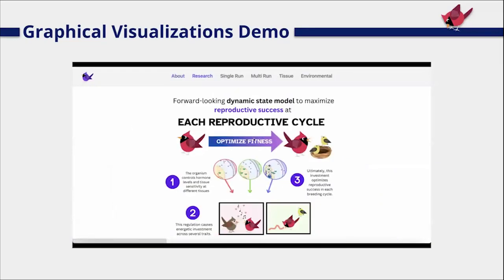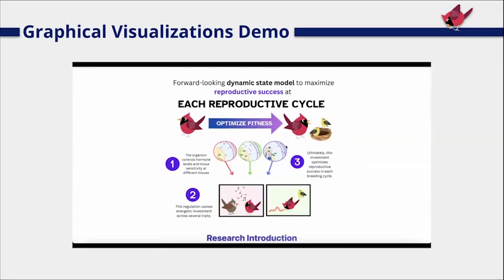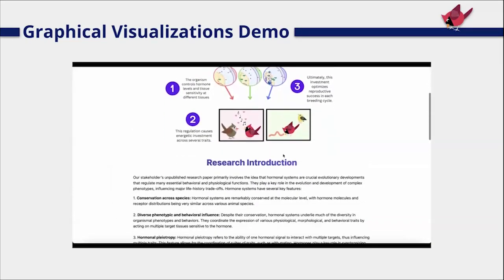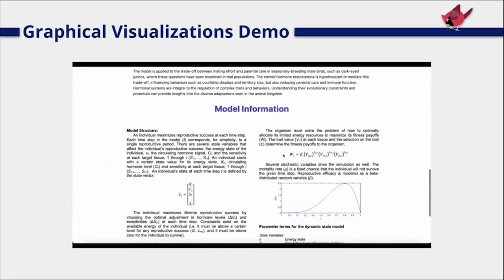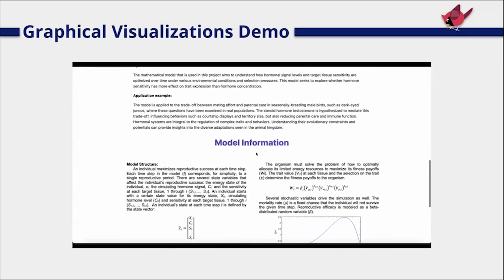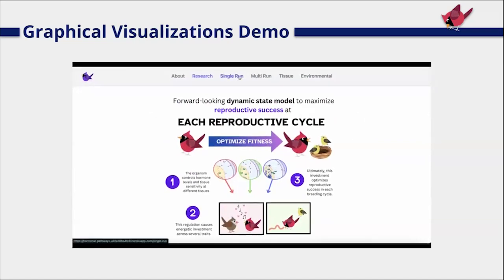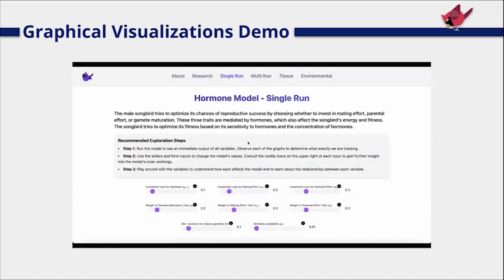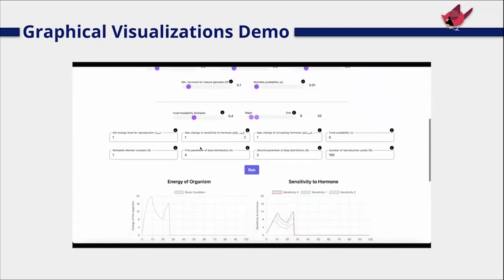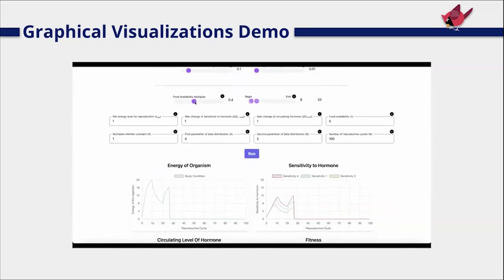This page gives a more in-depth background to the research aspects of the project, including some more information about the math model and the more conceptual aspects that researchers might be interested in. From there, we can go over to the single run model. In the single run model, it will guide the user with some recommendation exploration steps. The user can then explore the interactivity of the page by changing input variables and seeing how the graphs update as they change and manipulate those variables.